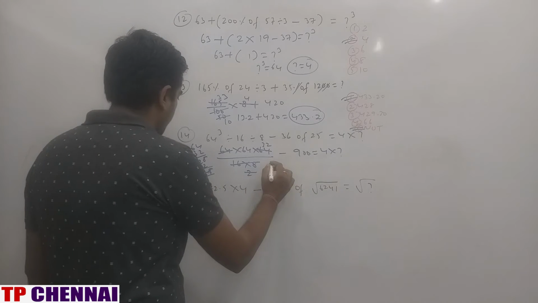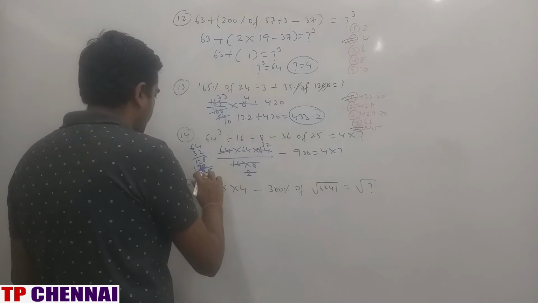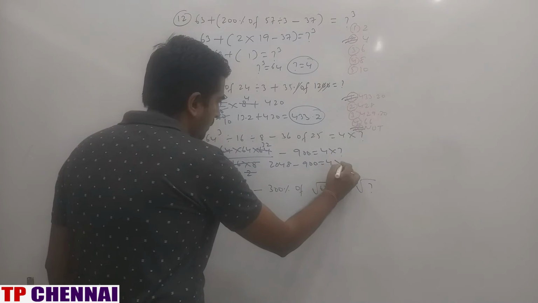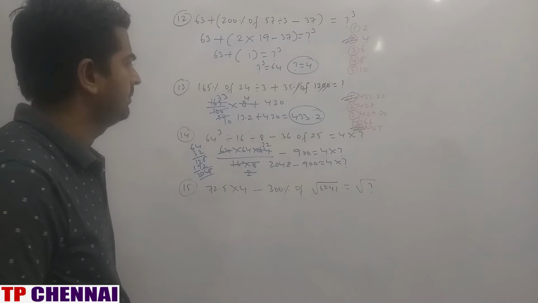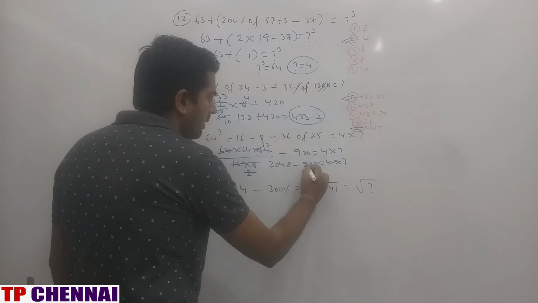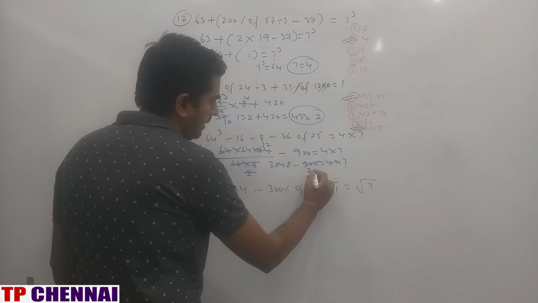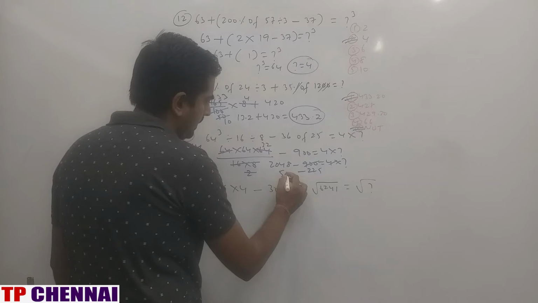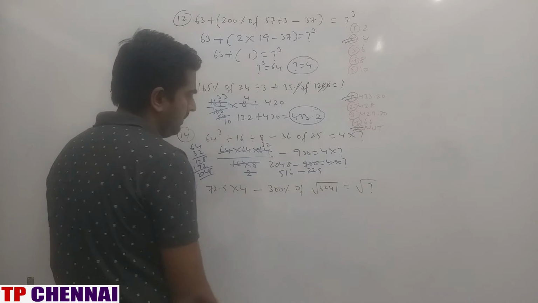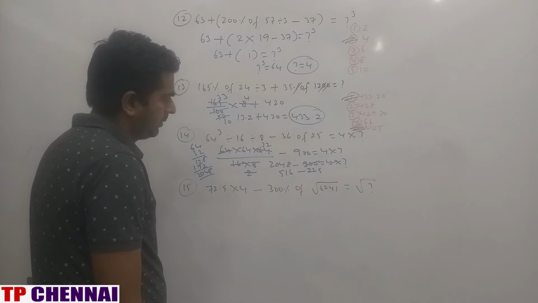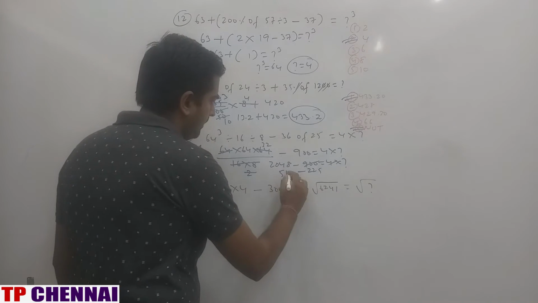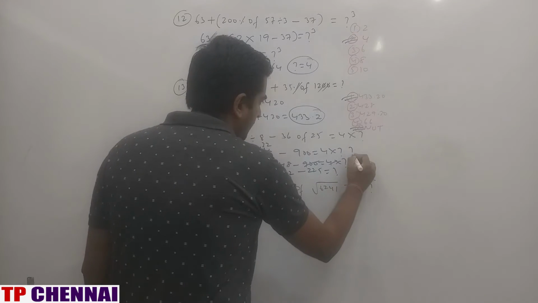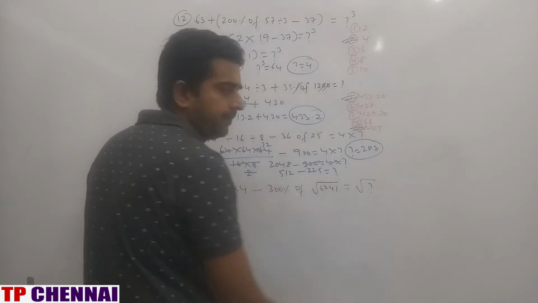This is nothing but 2048. So 2048 minus 900 is equal to 4 into question mark. We can divide this number by 4. So 4 2s are 8. 4 2s are 8, 4 5s are 20, and 4 12s are 48. So 512 minus 225 is 287. My answer is 287. Right?